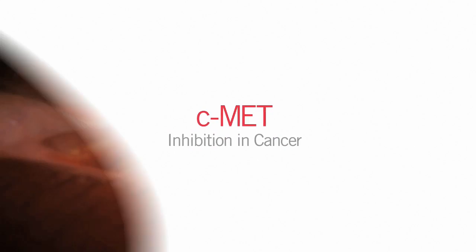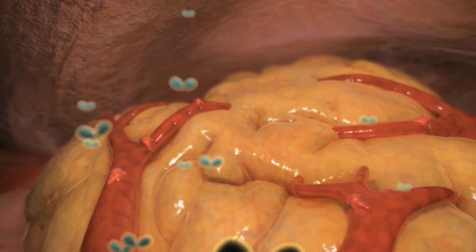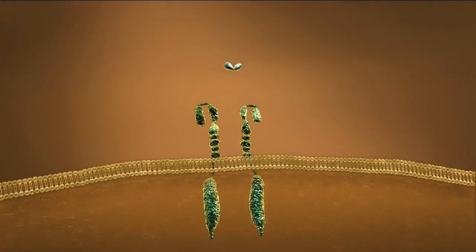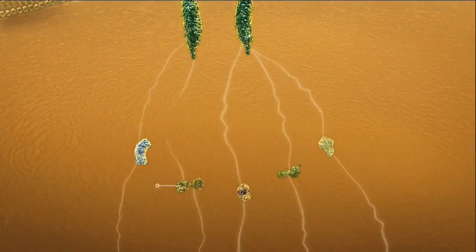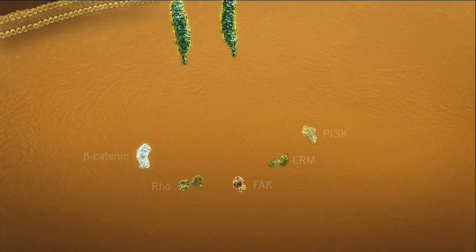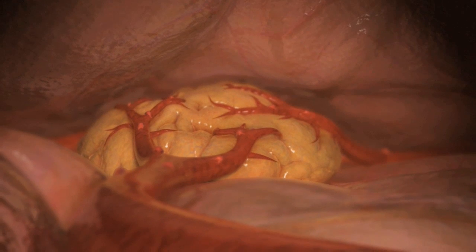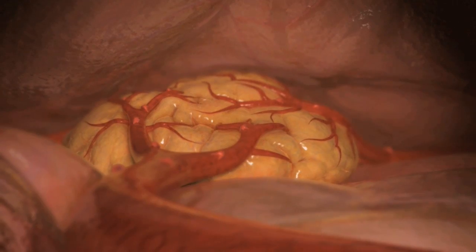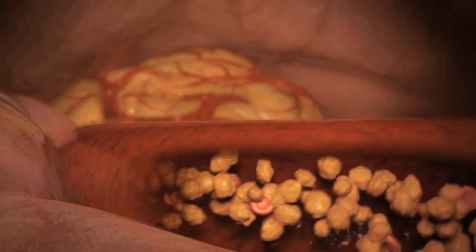The MET oncogene encodes a transmembrane tyrosine kinase receptor activated by hepatocyte growth factor, or scatter factor. When scatter factor binds the c-MET receptor, downstream signaling pathways and effectors such as Rho, FAK, PI3K, ERM, and beta-catenin are activated, which mediate mitogenesis, motogenesis, morphogenesis, and angiogenesis. Specifically, the activation of c-MET facilitates tumor cell motility and invasion and promotes tumor growth and spread.